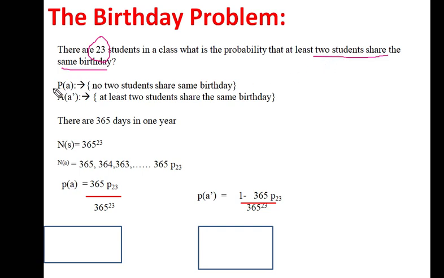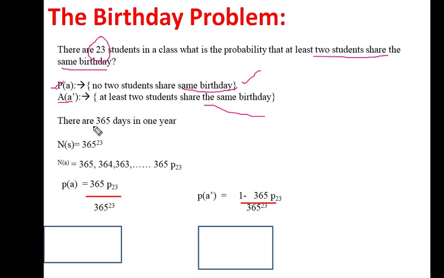Now take the probability of an event, that no two students share the same birthday. And what we require is that at least two students share the same birthday. So we write this event name as A dash. Here we have to calculate that at least two students share the same birthday. First we have to calculate this, that is, no two students share the same birthday.